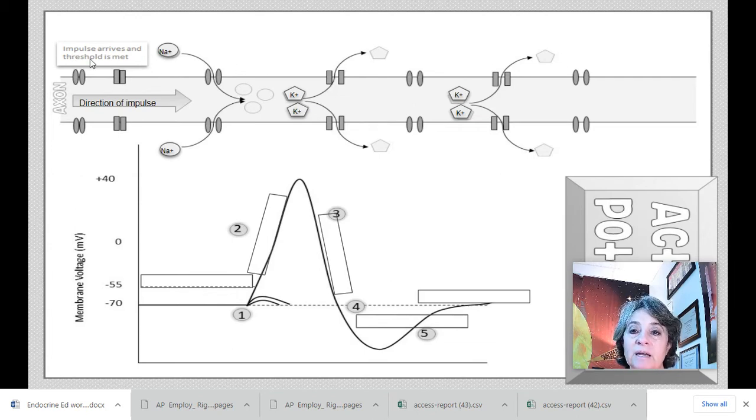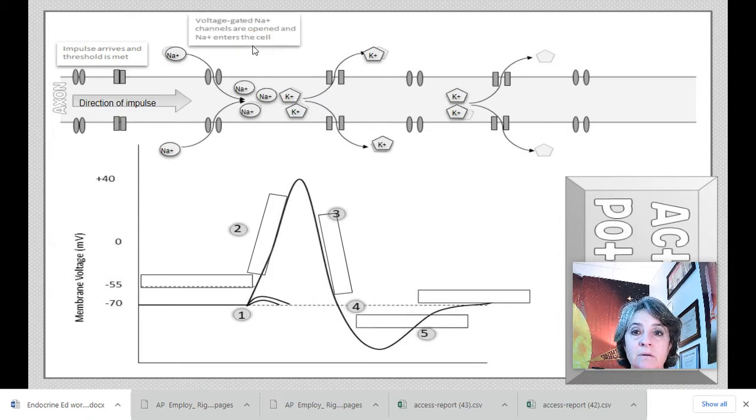So at this point, drag this one box over to the right spot on your picture. The impulse arrives and the threshold is met. Notice the impulse is traveling this way. Once that happens, then these channels can open up. These are sodium channels. These are potassium channels, kind of like gates. If you open up the gate, that's what they're talking about here. And so these voltage-gated sodium channels open up, and it allows sodium to come into the cell.